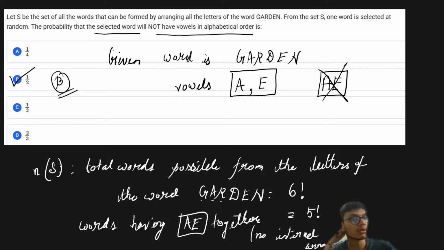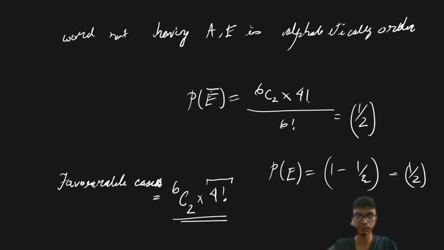Okay, so this problem is clear, and it is an interesting problem because it talks about the cases that you have studied in the permutation and combination part, right? So let us move to the next problem.